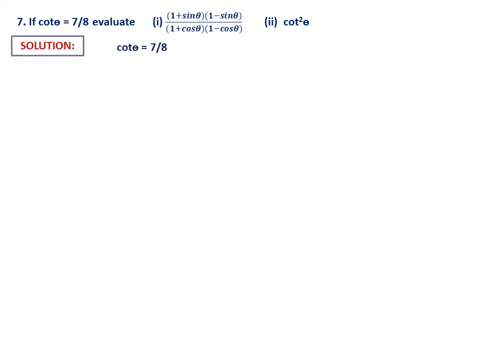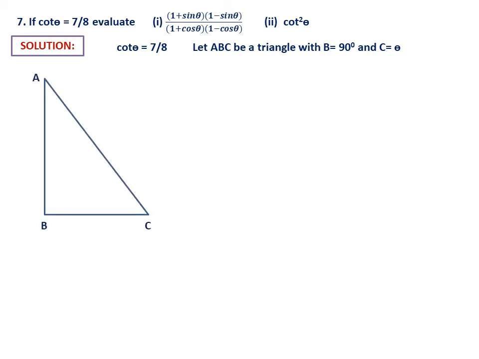What is given is cot theta equal to 7 by 8. Therefore, we have to consider a triangle ABC. Any one angle we will take as 90. So let us say B equal to 90. Then C we can take as theta, because one angle theta is given. Now let us draw the diagram. See, in the diagram, ABC is a triangle with B equal to 90, and we have taken C equal to theta.